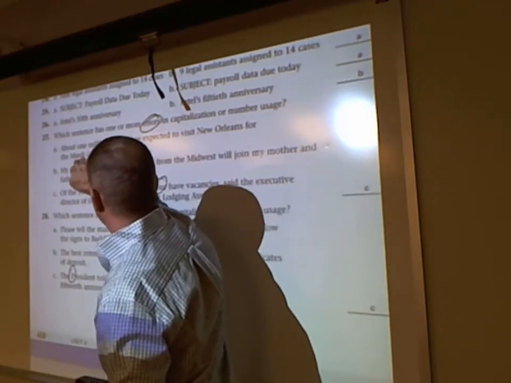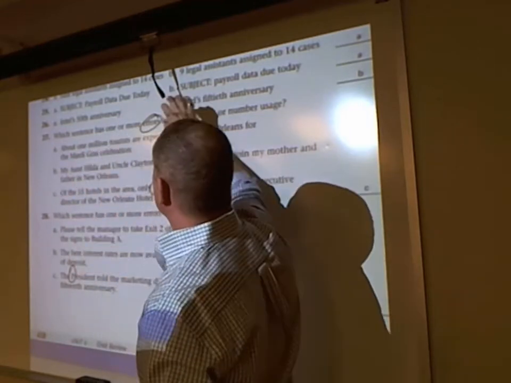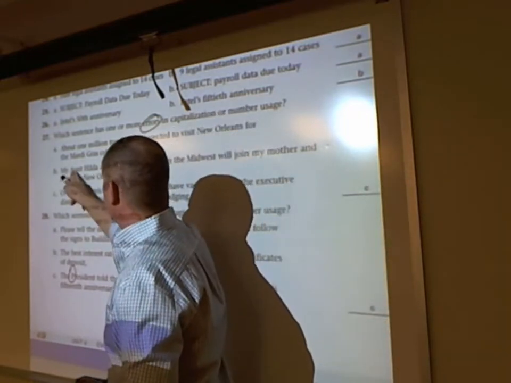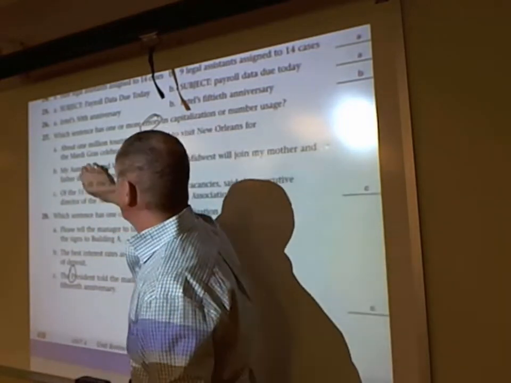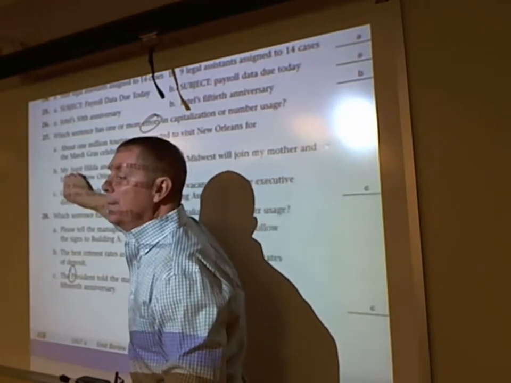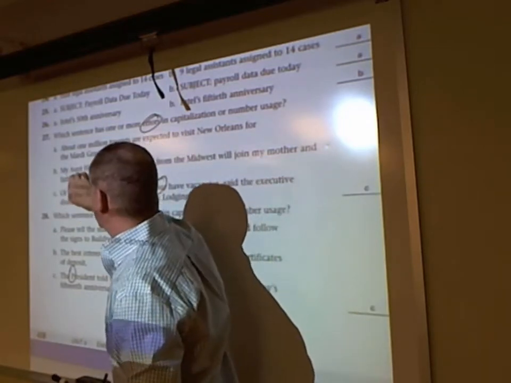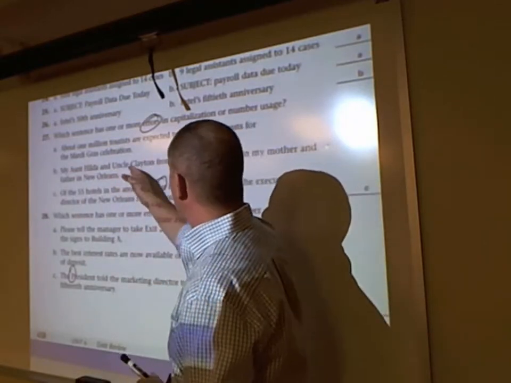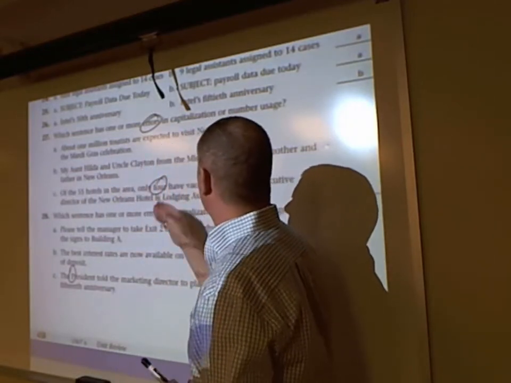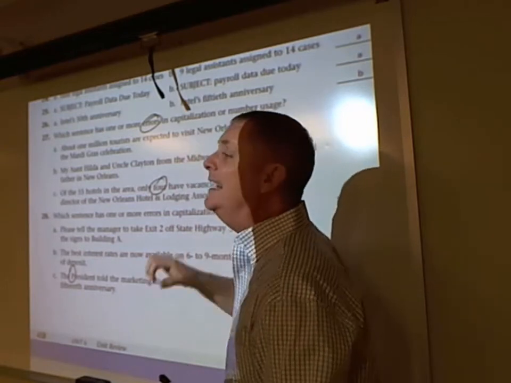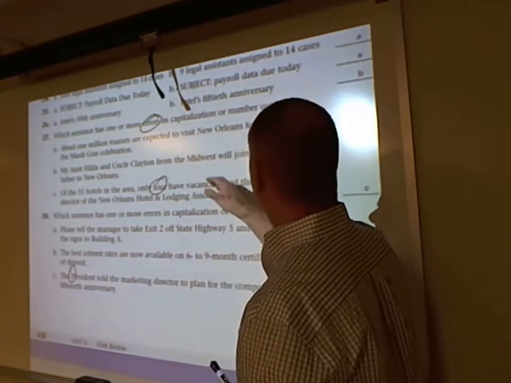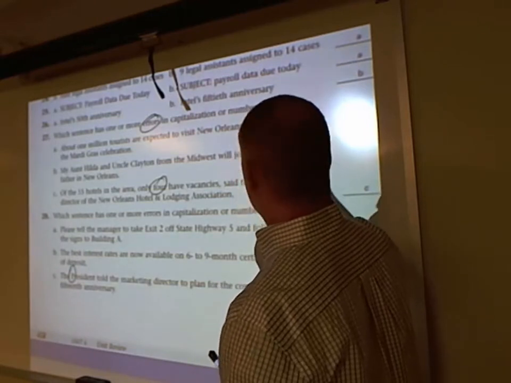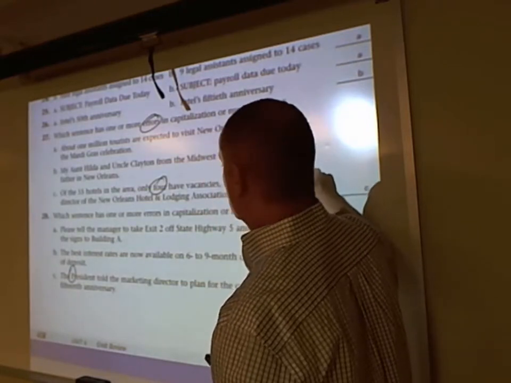My Aunt Hilda, look, they capitalized aunt because her first name is listed, so therefore it becomes a title and is now capitalized even though it follows a possessive case pronoun. And Uncle Clayton, uncle is capitalized here, from the Midwest, that's a region, not a direction on a compass, will join my mother. Notice mother is not capitalized because the mother's name is not listed, and father in New Orleans. So letter B is correct as stated.